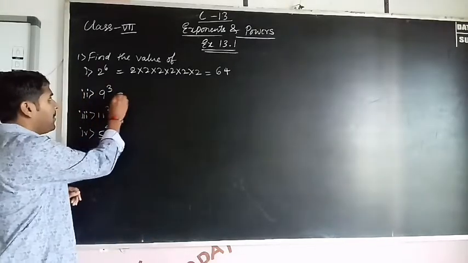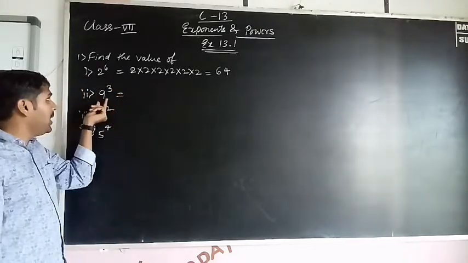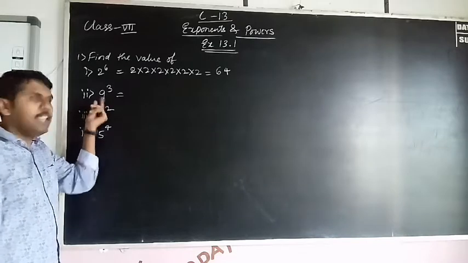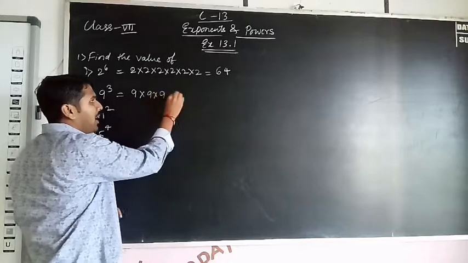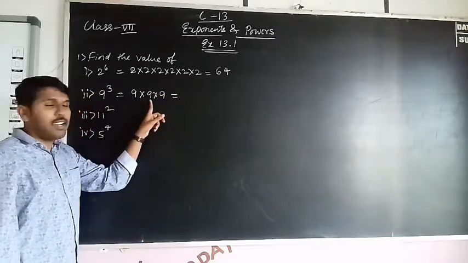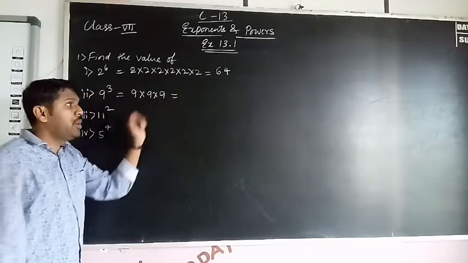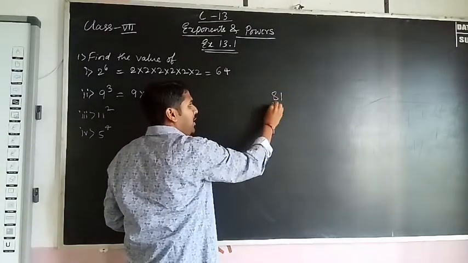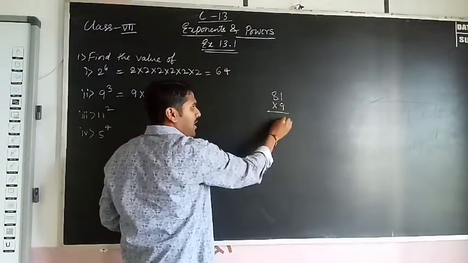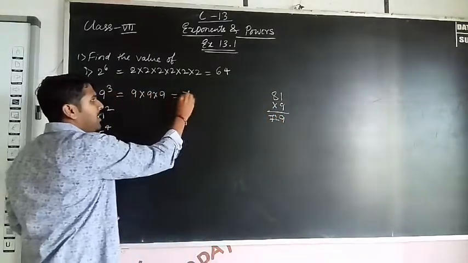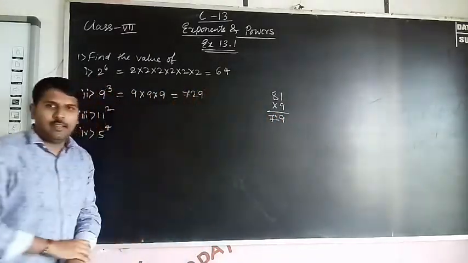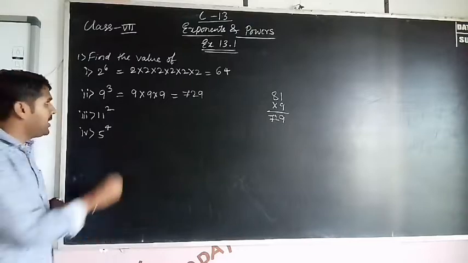So next again, 9 raised to 3. You should multiply 9 how many times? 3 times. So multiply 9 into 9. So 9 9s are 81. 81 into 9, so multiply here. 9 ones are 9, 9 8s are 72. So what is your answer? 729. Okay.